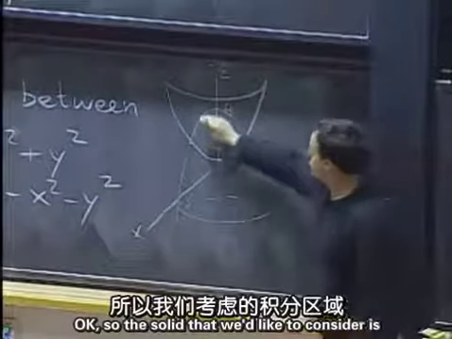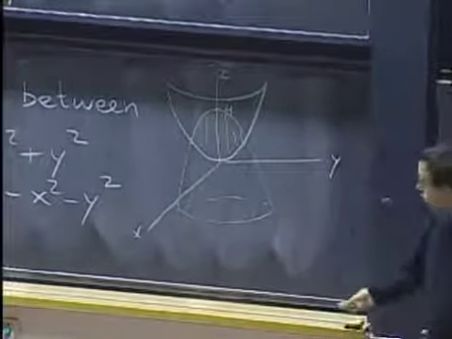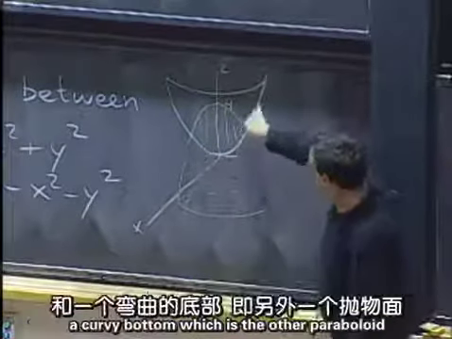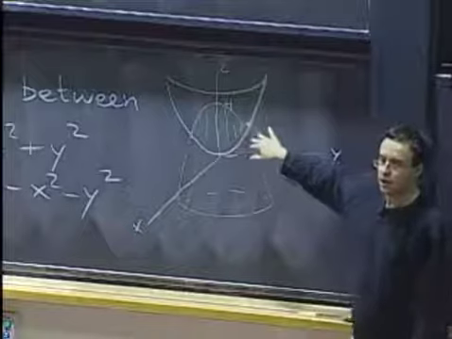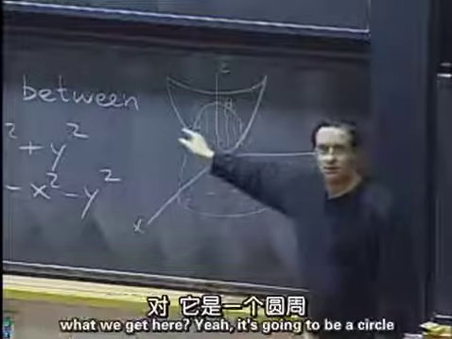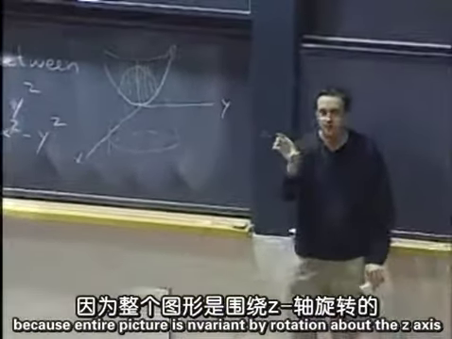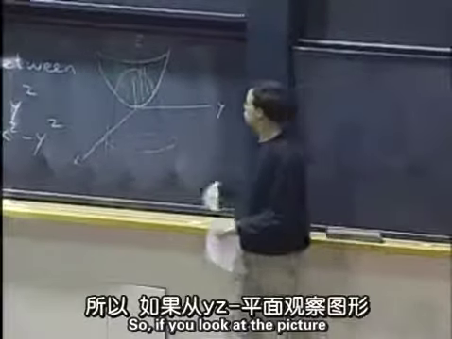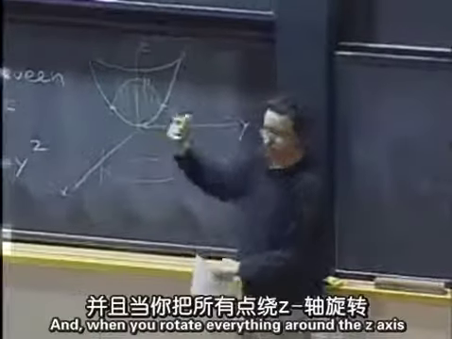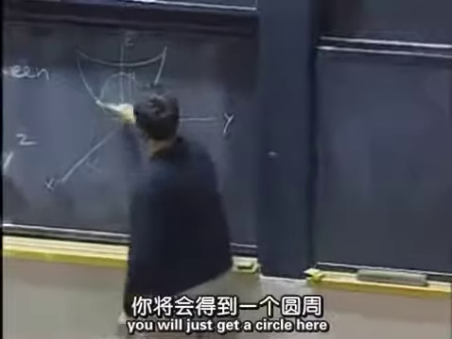Okay, so the solid that we'd like to consider is what's in between in here. It has a curvy top, which is this downward paraboloid, and a curvy bottom, which is the other paraboloid. And what about the sides? Do you have any idea what we get here? Yeah, it's going to be a circle, because the entire picture is invariant by rotation around the z-axis. So if you look at the picture, just say in the yz plane, you get this point and that point, and when you rotate everything around the z-axis, you will just get a circle here.